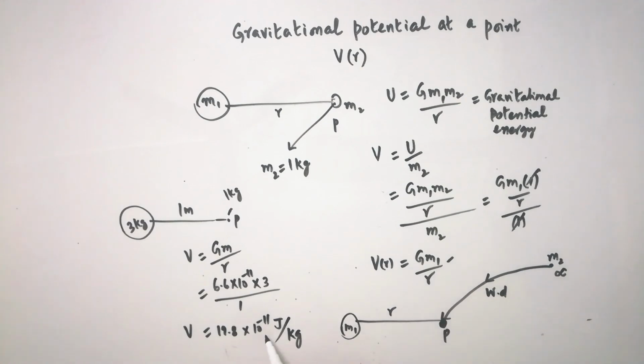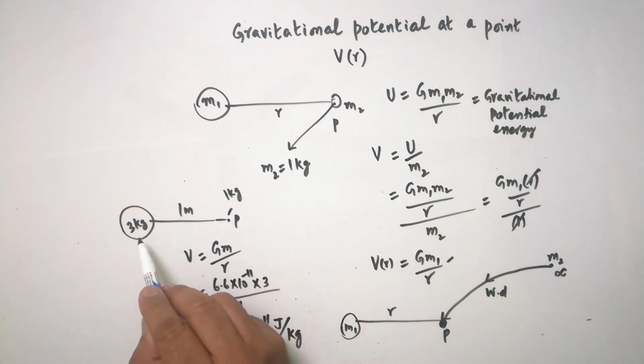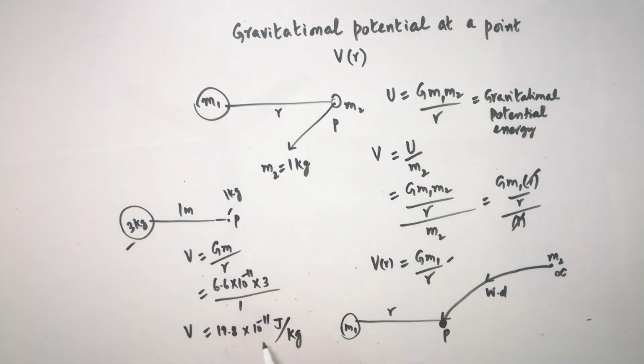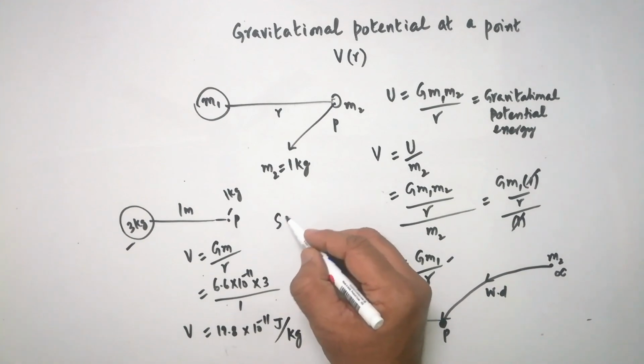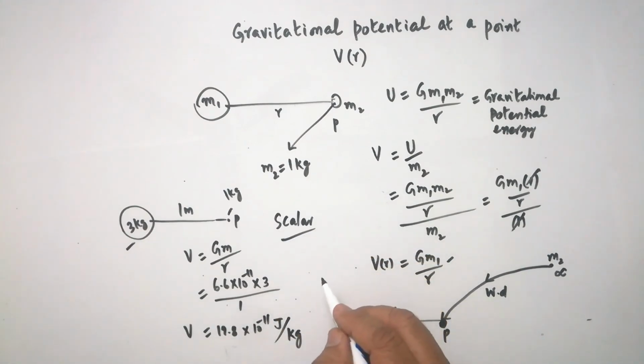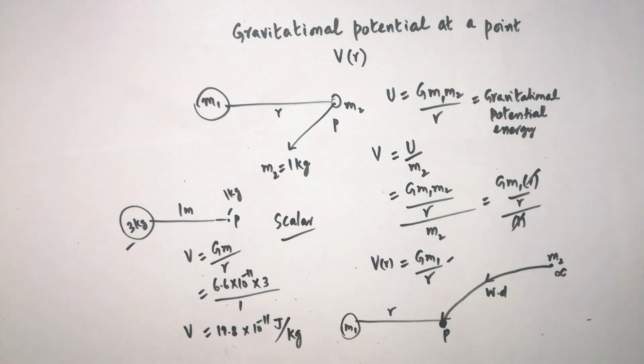Here I have done one problem also. So to calculate the gravitational potential, which mass is required? This mass is required. Understood? The distance is also required. With the help of this we are able to calculate V. That V is a scalar. Don't forget that gravitational potential is a scalar. Understood? Thank you.